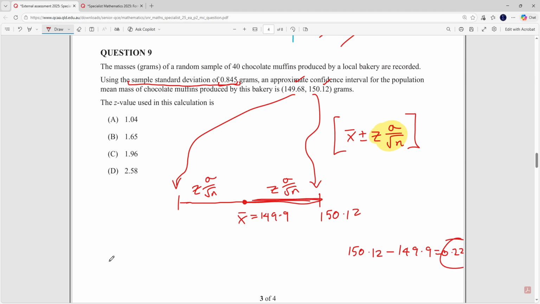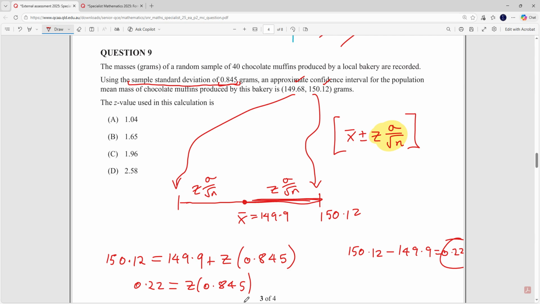Okay. Well, we know that 150 plus 150.12 is equivalent to 149.9 plus the z-score times by 0.845. So you can solve this equation for the z-score. Okay, so if we did this, we'd have 0.22 equal z times by 0.845. Okay, to get the z by itself, I would actually divide by that thing there.